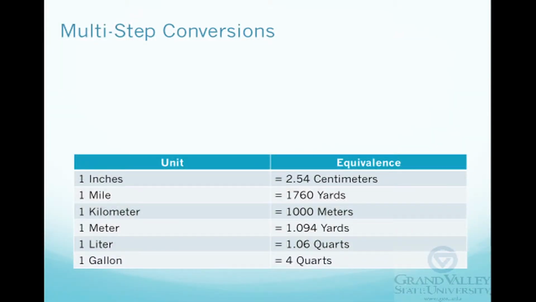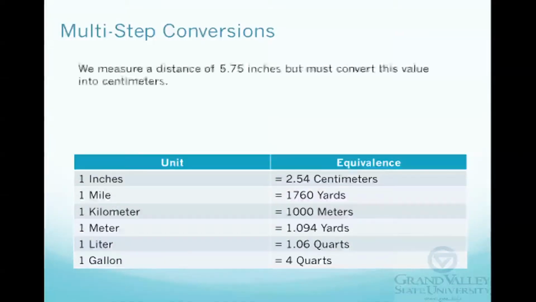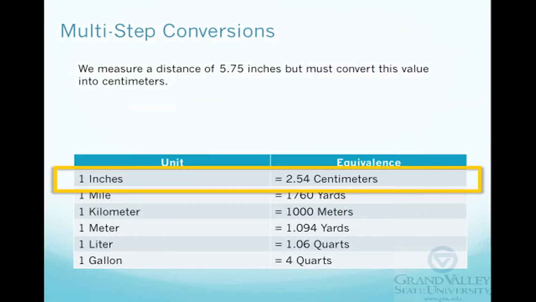If all we have is a ruler that has English units, we have no choice but to use the equipment we are given. So let's say we measure something to be 5.75 inches. As most scientists throughout the world do, we would report our data using metric units. In this case, let's convert inches into centimeters. We would find the correct conversion factor and write down our problem.